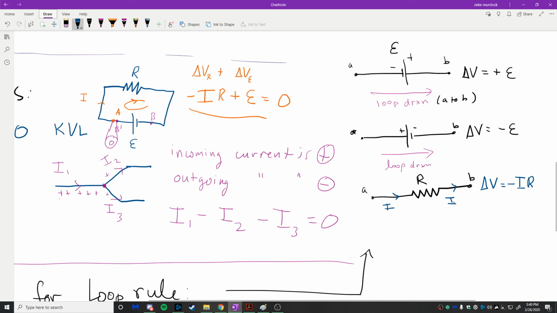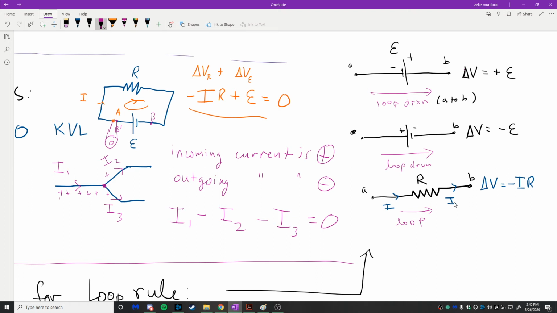And again, you're assuming here that the loop direction is this way. Notice that when the loop direction is the same as the current direction, you get a negative sign. It's effectively like you're traveling downstream, so that this point is at a lower potential relative to point A. Does that make any sense to you guys?